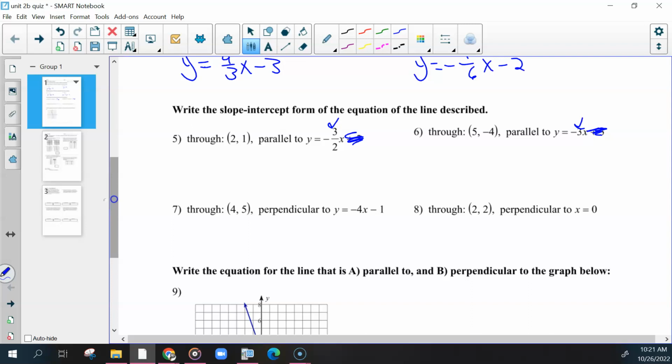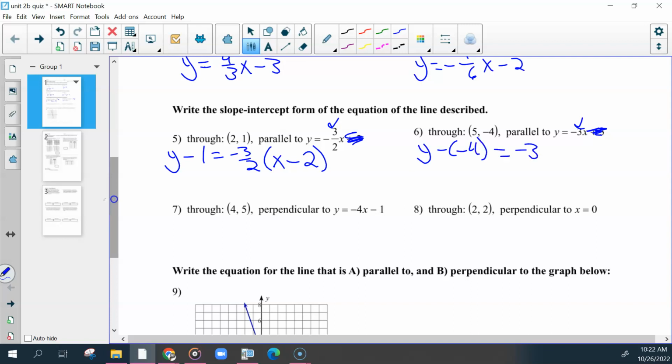I'm going to write both of these at the same time, but then solve one and then go back and solve the other. So y minus y1, which is 1, equals our slope times x minus x1, which is 2, for number 5. And then for number 6, y minus negative 4 equals negative 3 times x minus 1.